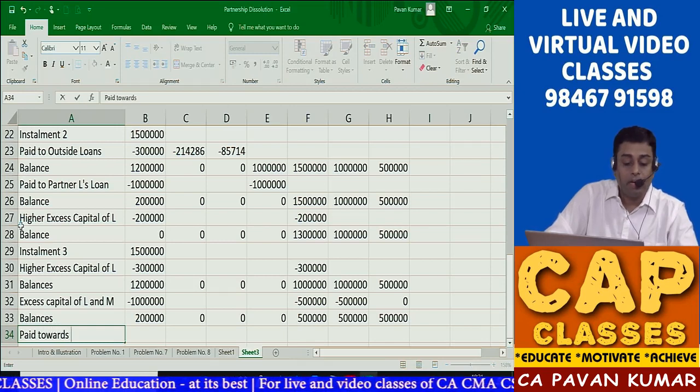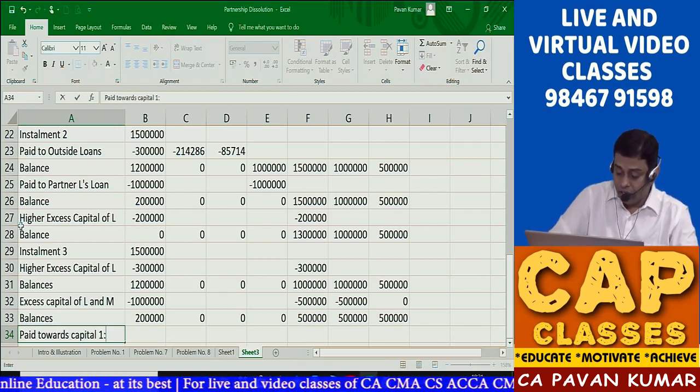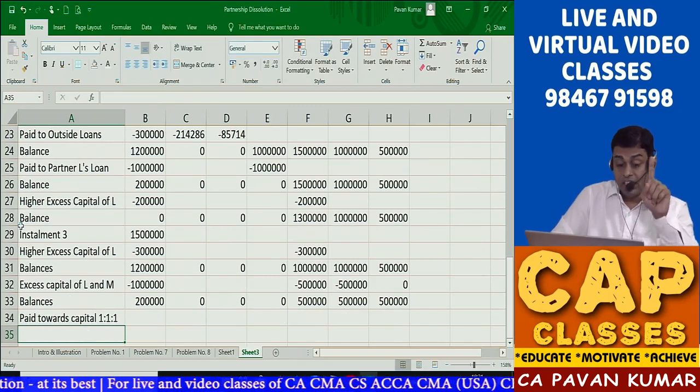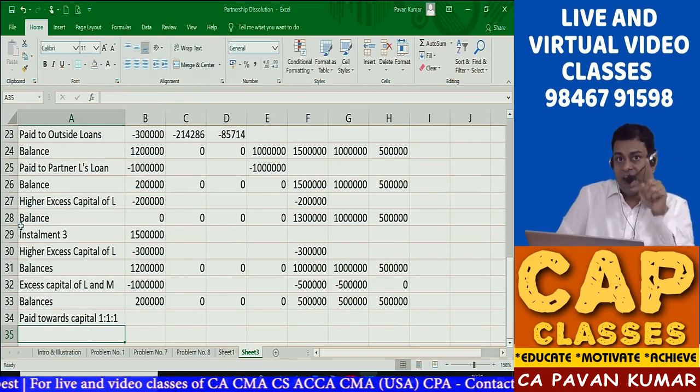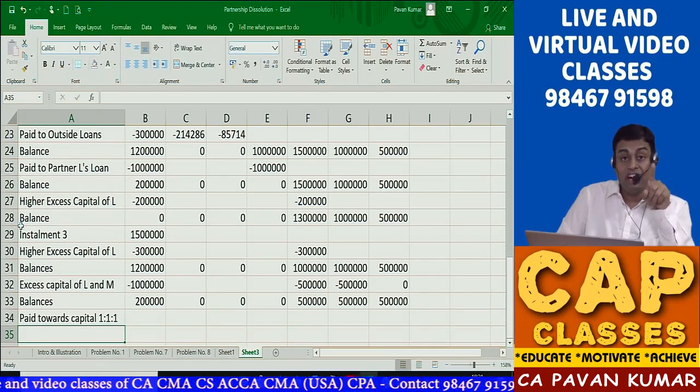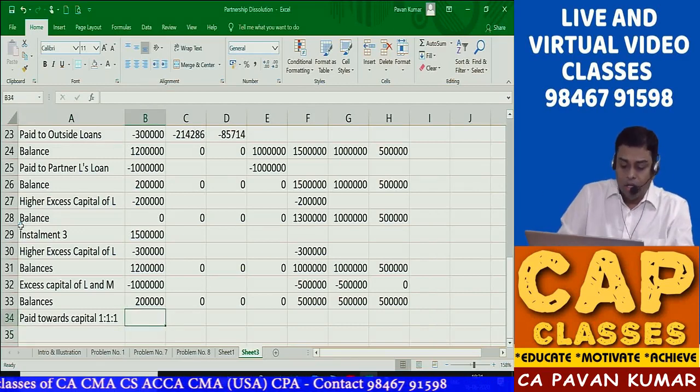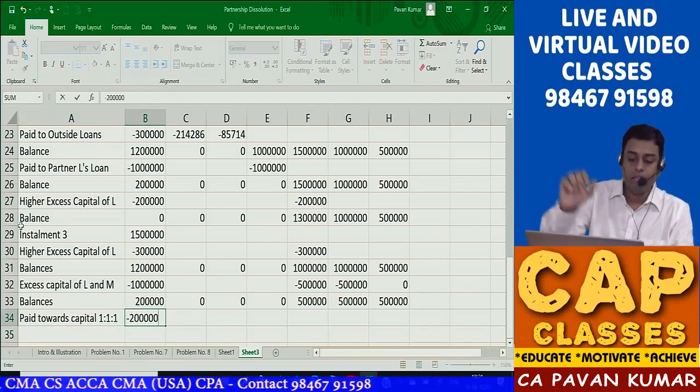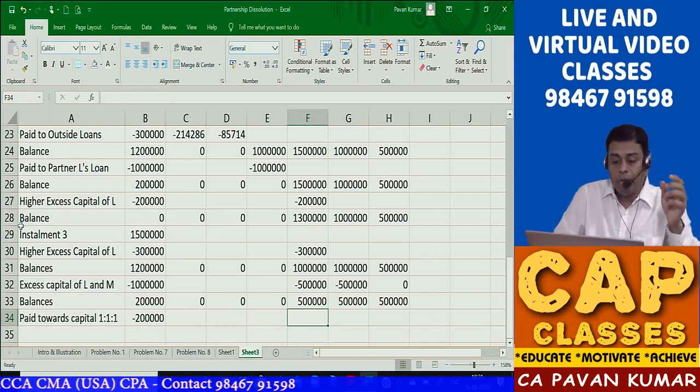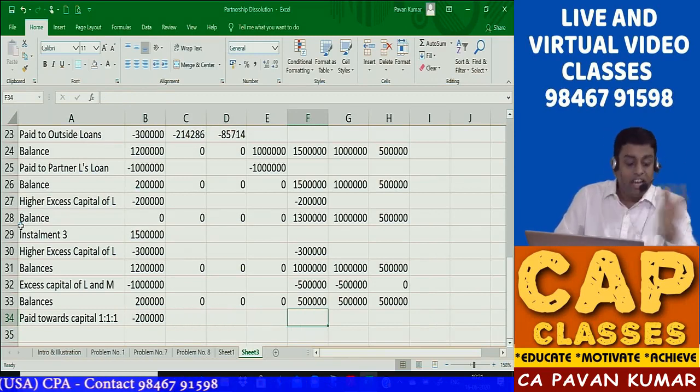Paid towards capital, 1 is to 1 is to 1. My dear friends, till now I used the words higher excess capital and excess capital. Now I am using the word capital. Why? Because they are equal now. So minus 2 lakhs. To whom you will pay? You will pay to these three guys in 1 is to 1 is to 1 ratio.